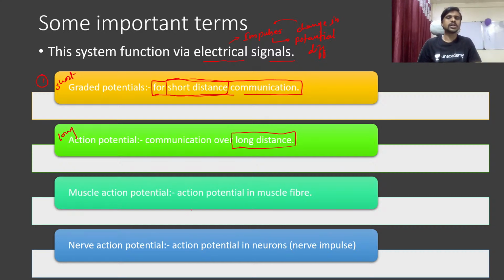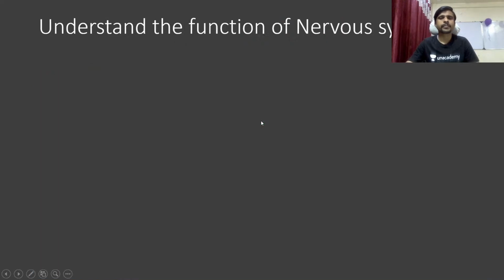Muscle action potential is the action potential which is initiated inside the muscle fibers. Okay, so when an action potential enters the muscle fiber, we call it a muscle action potential. And the nerve action potential, when your action potential is inside the neurons, or the nerve cells, is called the nerve action potential, or generally we call it a nerve impulse. Okay, so these are only four terms you have to keep in mind, so we can understand the actual function of a nervous system. So let's understand the function of a nervous system.